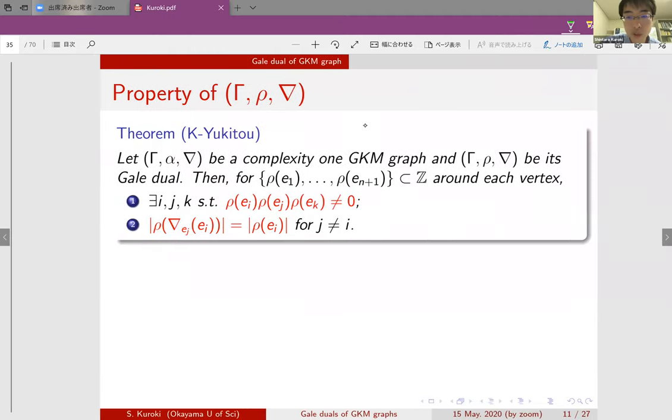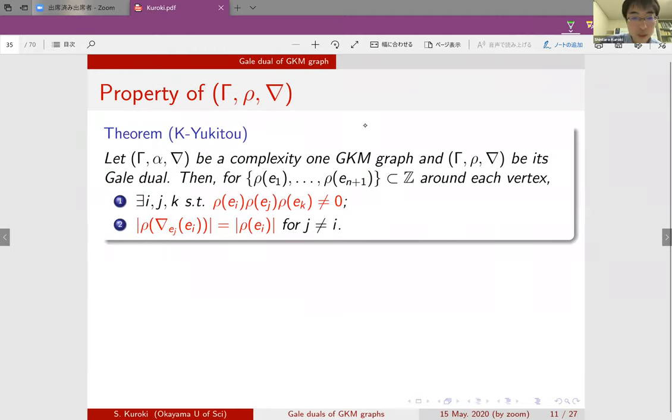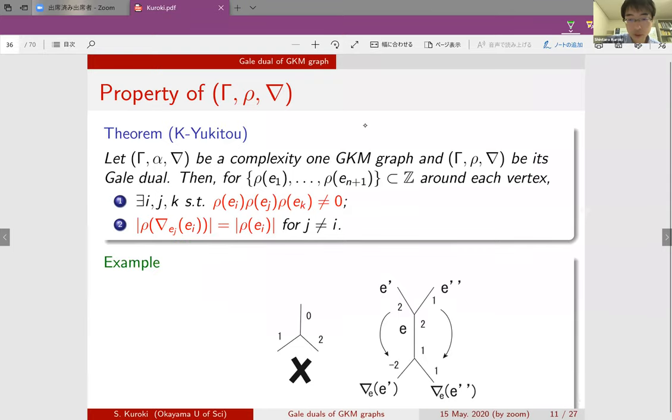And the second condition corresponds to the connections. Let's think about the two Gale duals which correspond to the connections, then they must have the same absolute values. So this is the second condition. And actually this condition comes from the first and the third congruence relations of the GKM graph. So let me explain by examples.